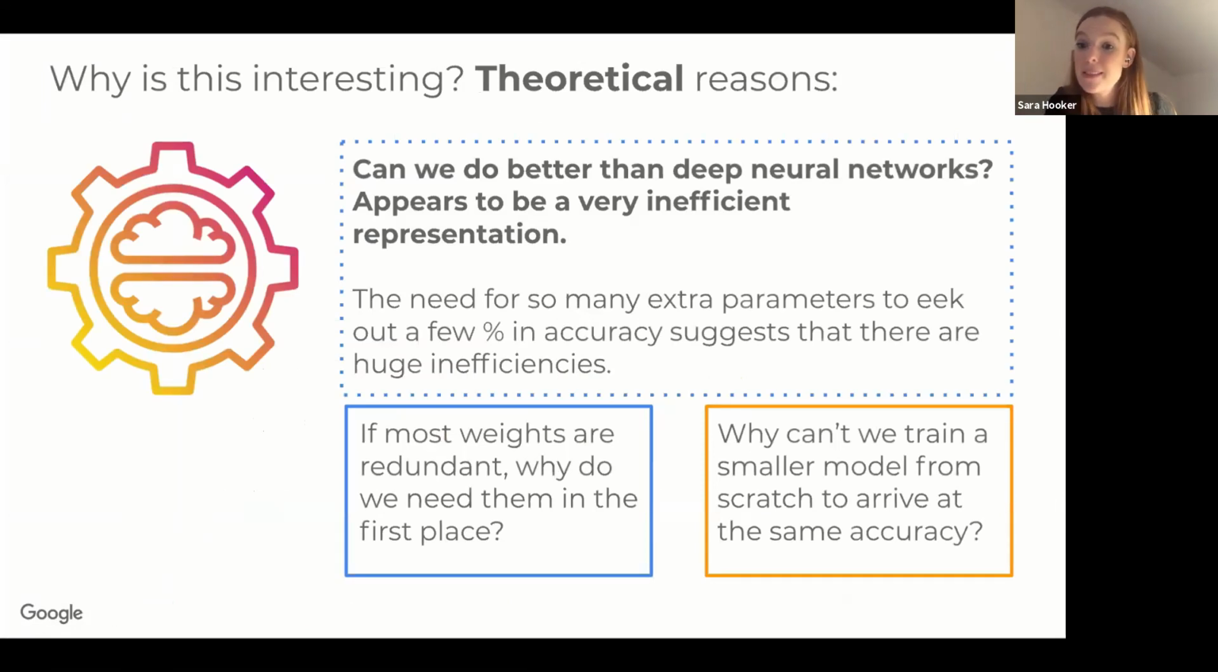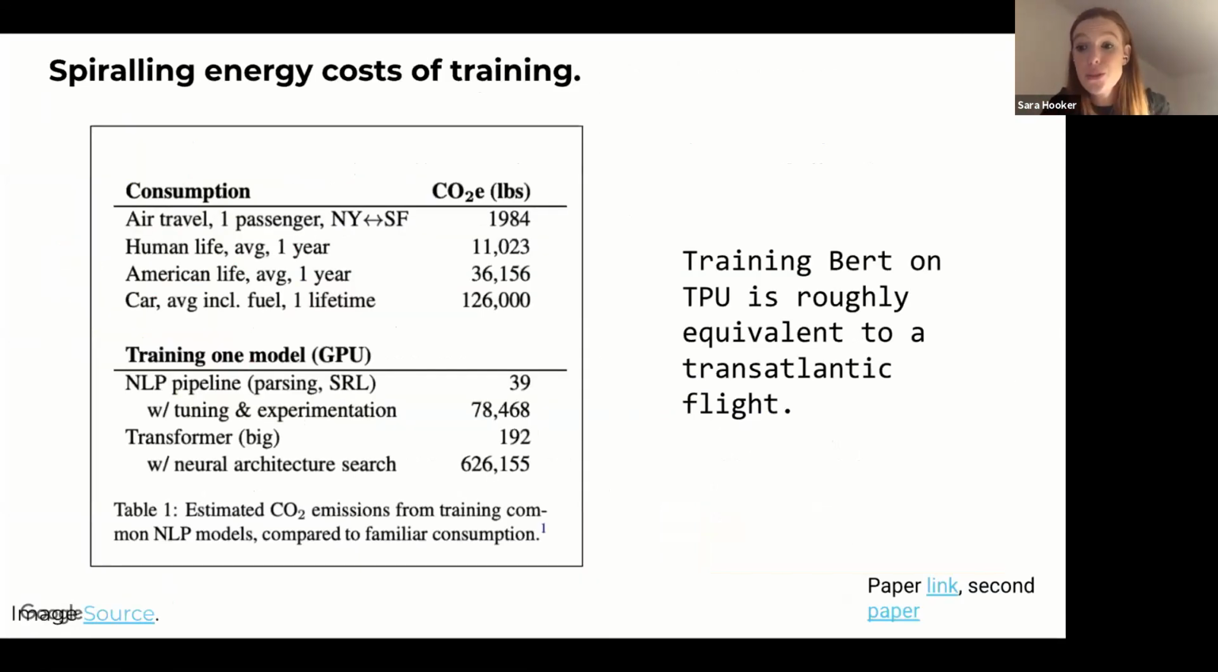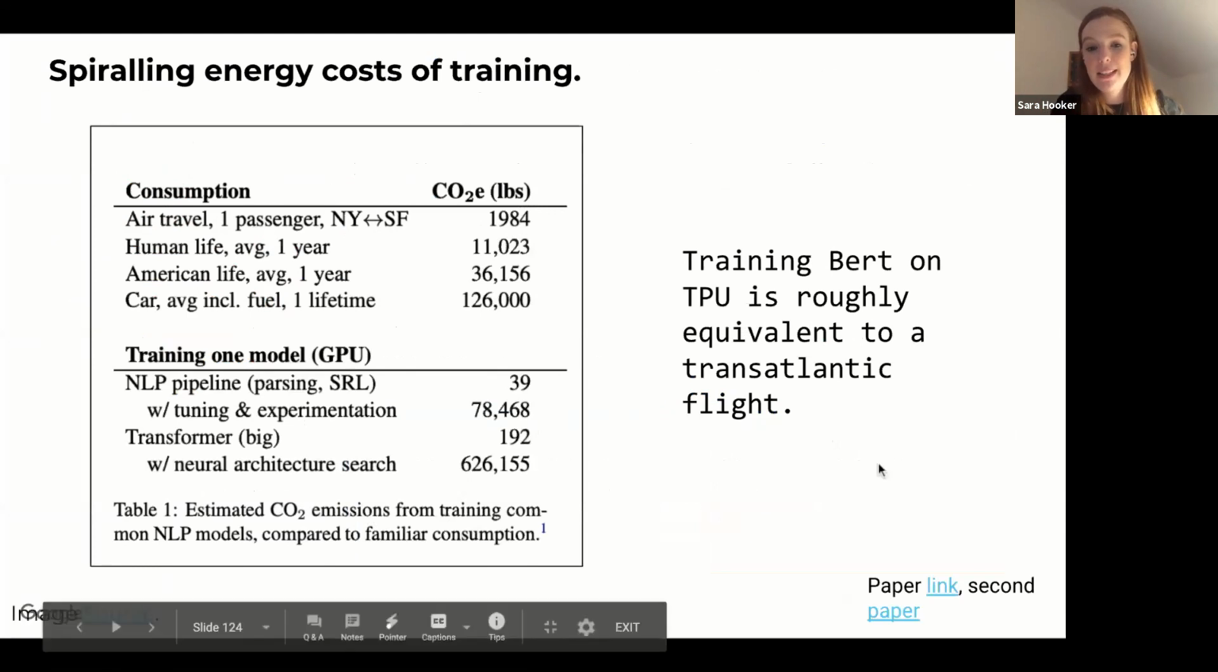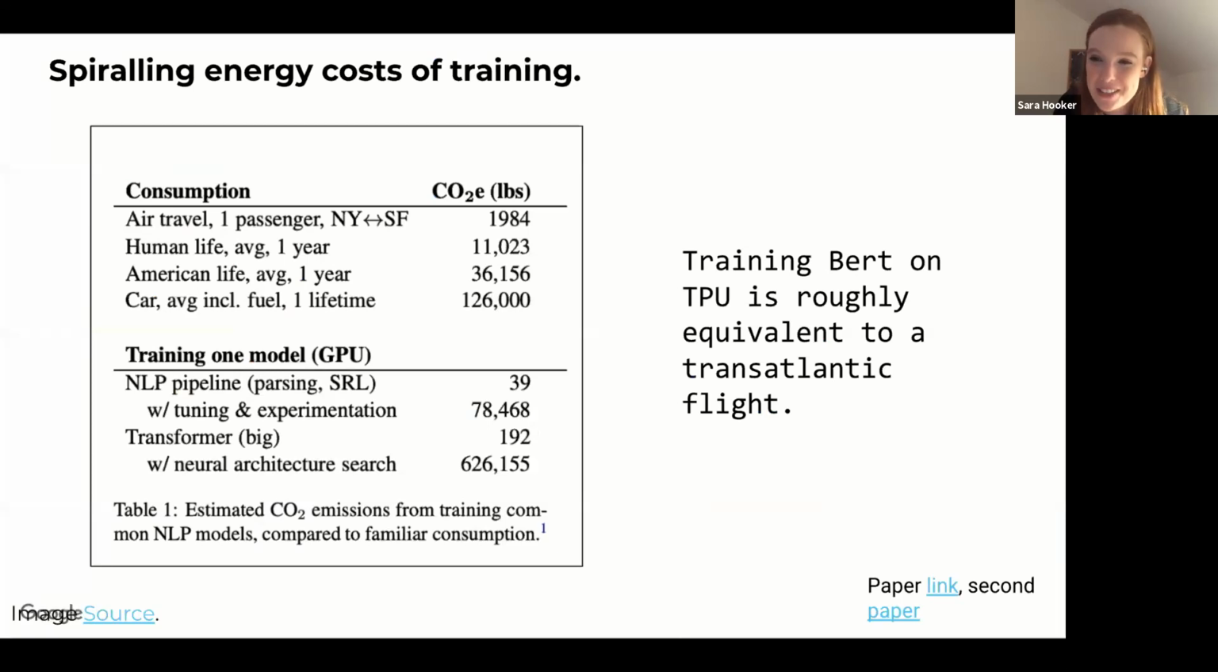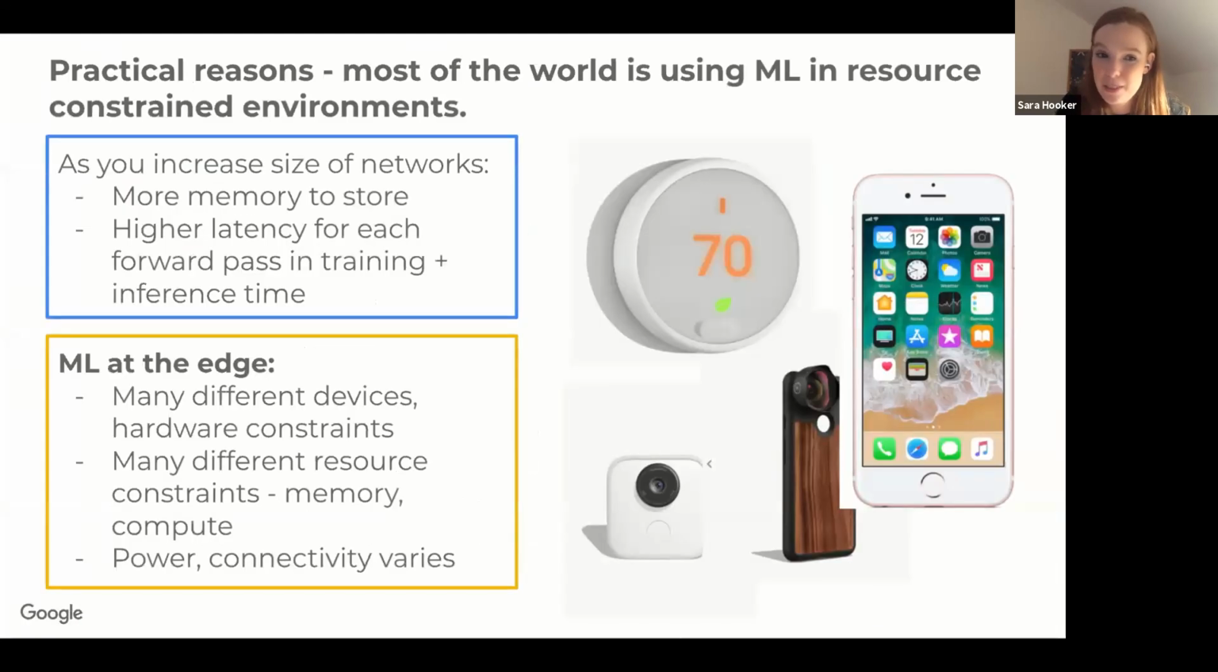Deep neural networks appear to be a very inefficient way of encoding a representation. If most of the weights are redundant, why do we need them in the first place? Can we start sparse and arrive at a similar accuracy? And it's also interesting because there's a spiraling energy cost of training. So training BERT on, I believe that's a GPU, or TPUs. TPUs are actually more energy efficient, but I recommend you read the paper. But training BERT on GPU is roughly equivalent to a transatlantic flight.